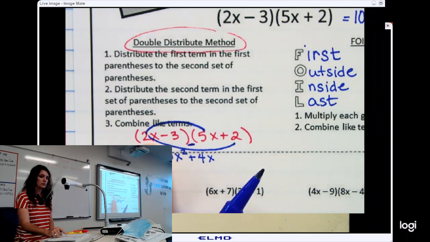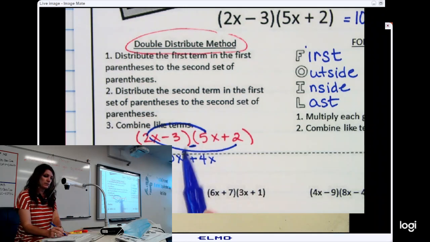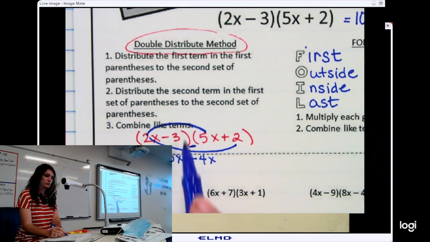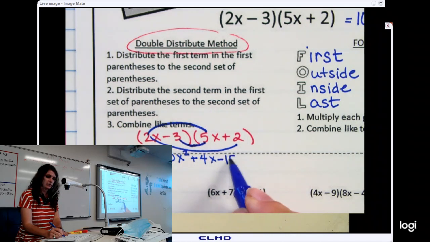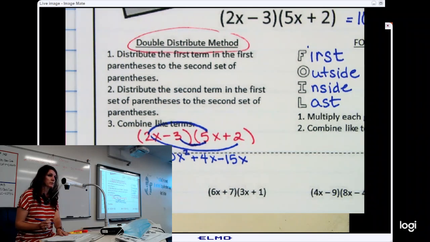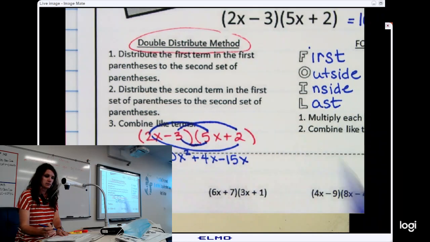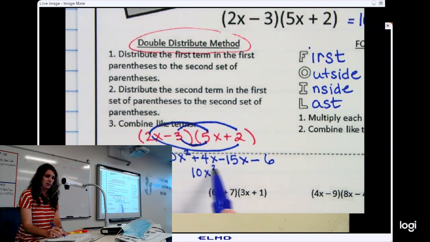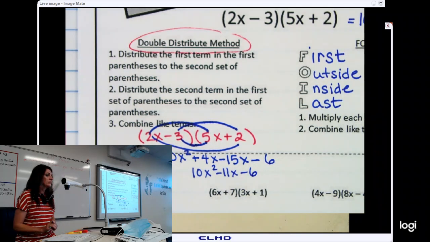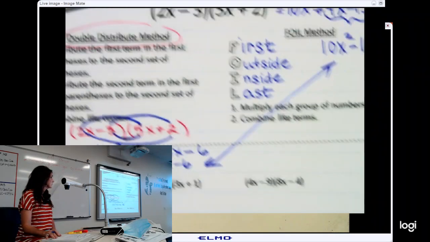Okay, have I distributed that 2x to both terms in that next parenthesis? Yes. So I'm done with it. That means I move to this negative 3. Negative 3 times the first term gives me negative 15x. Is this feeling familiar to the problem we just did a second ago? Mm-hmm. And then take that negative 3 and distribute it to the 2. I combine like terms and look what happens. I've got the exact same thing. Right?